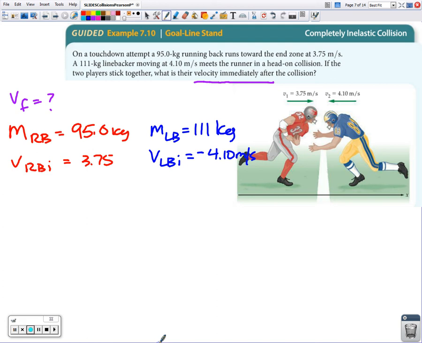Now, one other thing, this is not essential to doing the problem, but just to help us see if we're on the right track. Based on the information that they gave us here, what would we expect to happen during this collision? They're going to have a negative velocity afterwards, right? Because the linebacker has more mass and more velocity, so he's going to have a greater momentum. That momentum being conserved means that their momentum together after the collision should take them in the negative direction, right? So let's see if that's what we end up with.